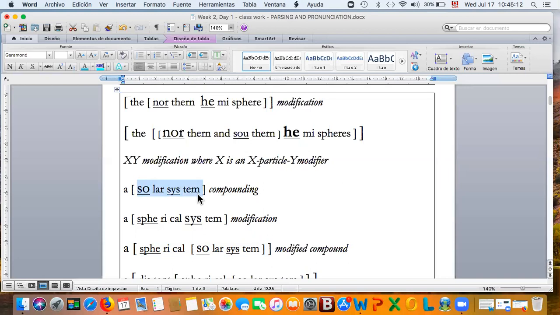we hear something similar, but it's not quite as obvious. We get solar system. You can still hear the accent slightly here. Solar system. But here you really can't detect it. Solar system. Spherical solar system. A spherical solar system.